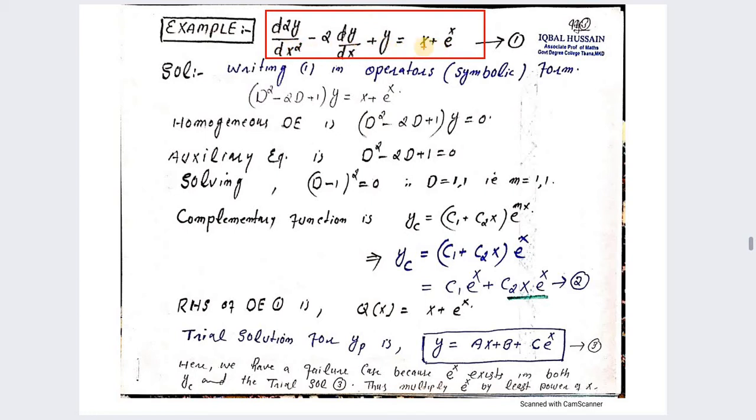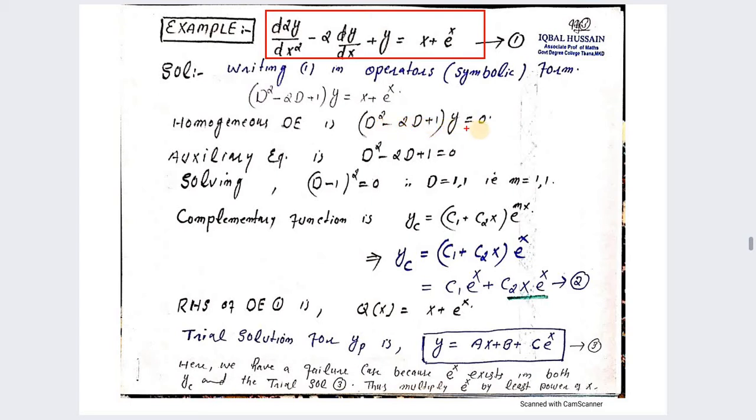We can write this differential equation as (D² - 2D + 1)y = x + e^x. From this non-homogeneous differential equation, the corresponding homogeneous differential equation is (D² - 2D + 1)y = 0. Here the right hand side function has been equated to 0.